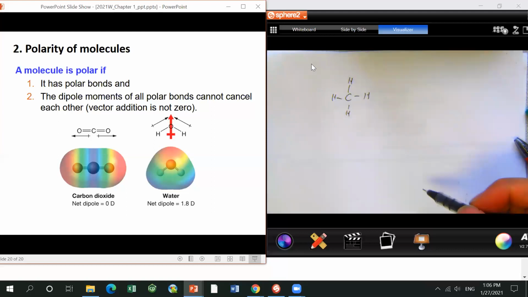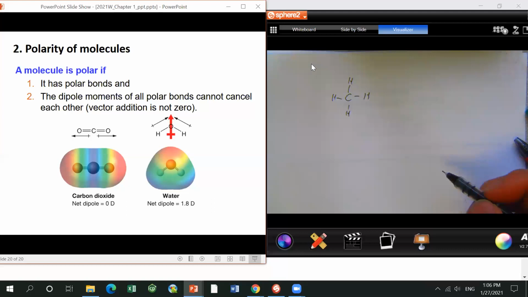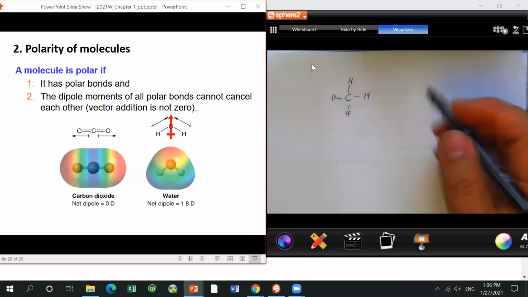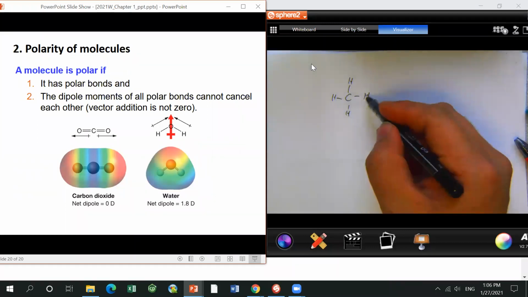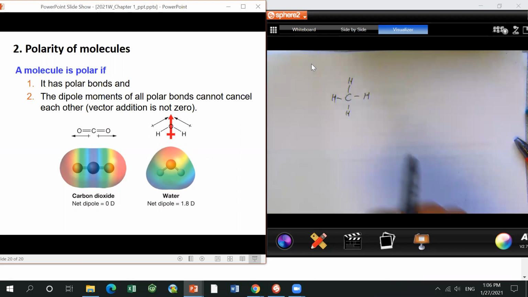methane has only C-H bonds, and a C-H bond is a non-polar covalent bond. So if there is no polar covalent bond, the whole molecule is not polar. But if there are polar bonds in the molecule, you also have to follow the second condition: the dipole moments of all the polar bonds cannot cancel out each other. That means the whole molecule should have a net dipole moment, so the vector addition does not cancel.